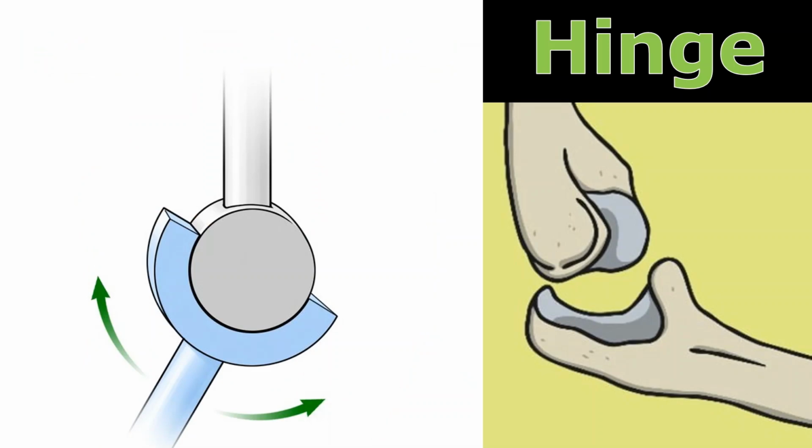Okay, a hinge joint is something we've seen in another image, but just to reiterate, there's an ulna. I don't need the radius this time.